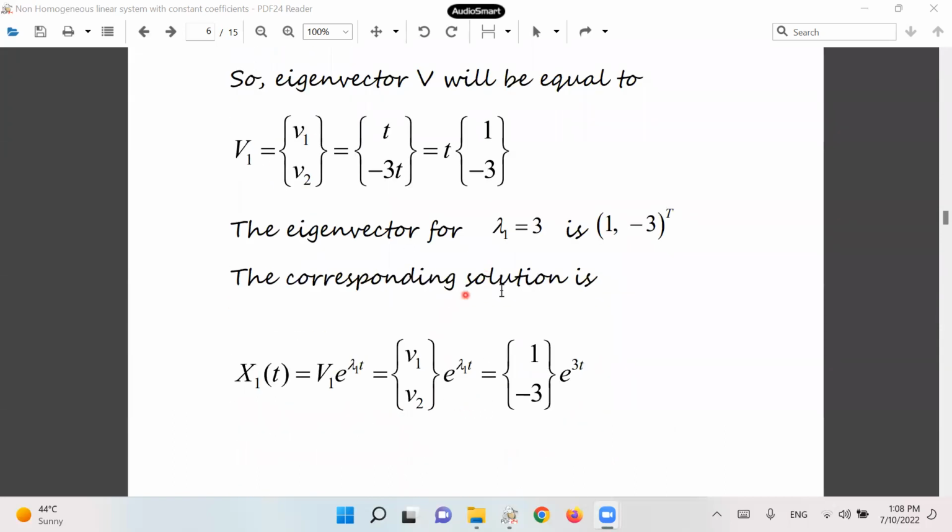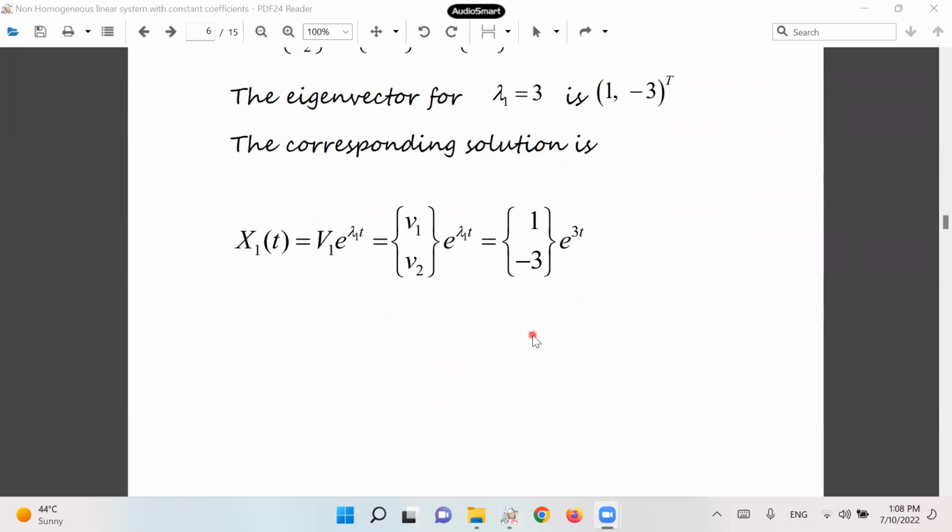So the corresponding solution will be of the form x1(t) = v1 e^(λ1 t). v1 is the eigenvector, so we write 1 and -3, and the eigenvalue λ1, the first eigenvalue, is 3, multiplied by t. So this is the first part.